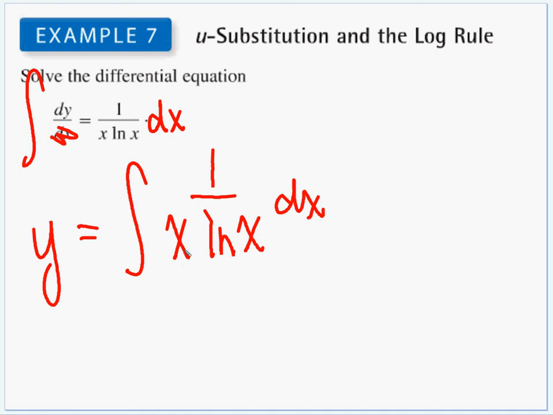Now, when I look at this, my denominator is x times ln of x. If I assume that is my u, and I want to derive it to put it upstairs, I would have to use the product rule. And that product rule is not going to result in a 1. So we can use the log rule for integration on this, but what we have right now, it's disguised. We've got to figure out what's going on here.